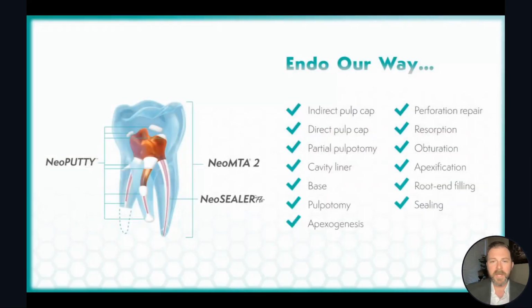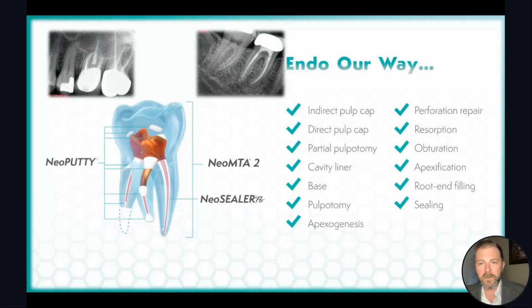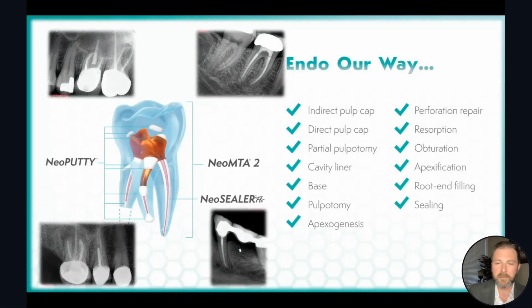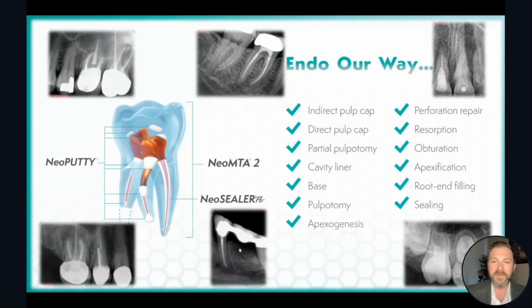So Endo Your Way in my office, we're using it as sealer. We're using it for partial pulpotomies. As an endodontist, I don't do too many indirect pulp caps or bases or things like that. But moreover, the Neo family of products allows me to do everything I need to do with three products.